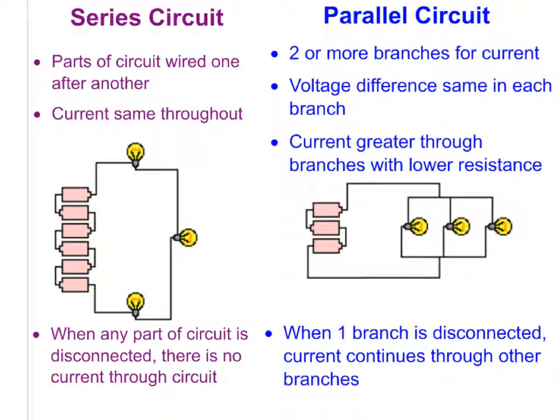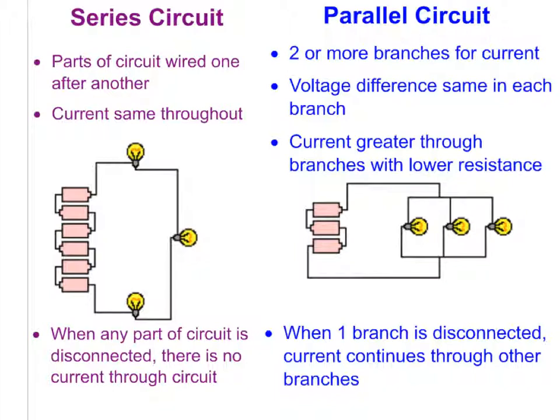We're going to look at two different types of circuits, circuits in series and circuits in parallel. And you can see from the diagrams that a circuit that is in series is where the parts are wired one right after another. Here's our power source. This is just a group of batteries that are providing the potential difference, the voltage difference. And in this series circuit, the current will be the same throughout the circuit. When any part of this circuit is disconnected, there is no current through the entire circuit.